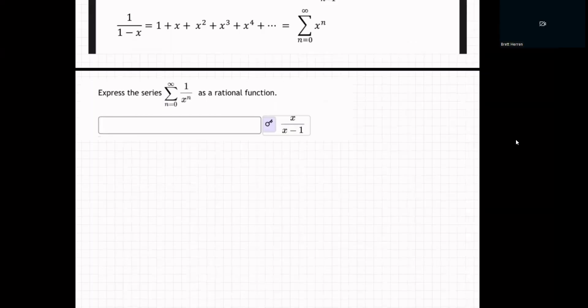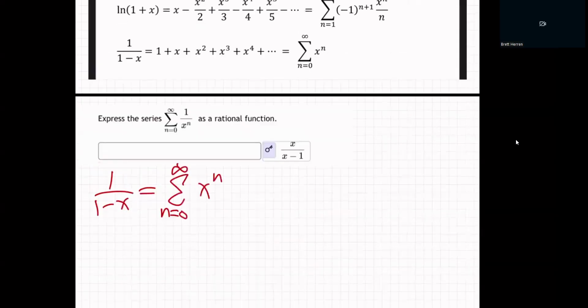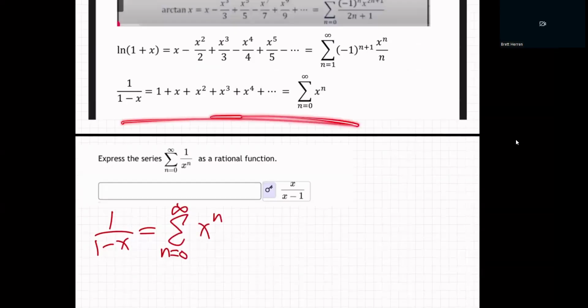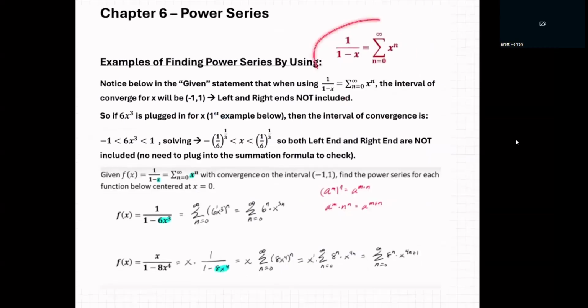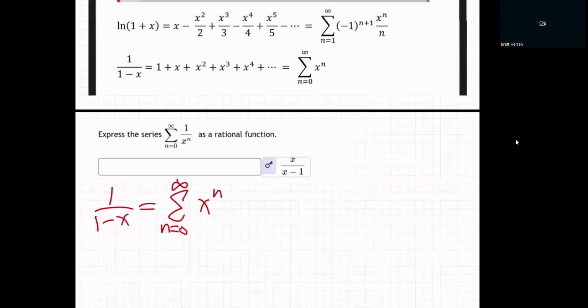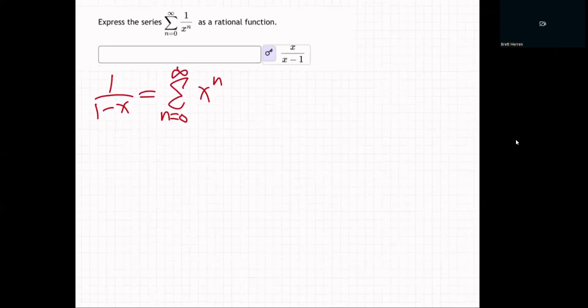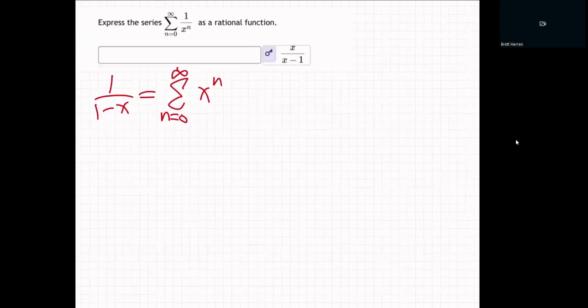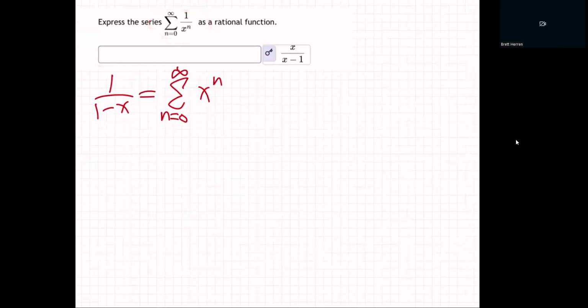So it says that 1 over 1 minus x equals the sum from n equals 0 to infinity of x to the n, right? It's right here also, and it's up here at the very top. It's the main one we use. It comes from the geometric series. Anyway, this is what we're trying to answer though.